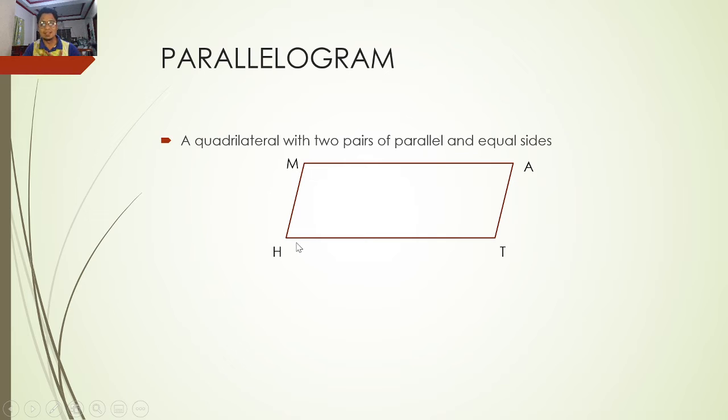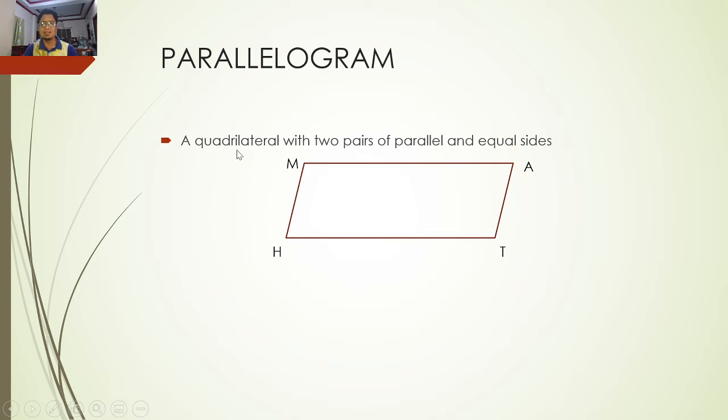Now, if you will be starting with H, wala rin pong problema as long as magkakasunod. H, M, A, T. So, this can be named parallelogram HMAT. Kahit saan ka magsimula. Sir, paano kung counterclockwise yung binigay ko? As long as magkakasunod. So, A, M, H, T. So this can also be named as parallelogram AMHT. Okay lang po yun. Ang bawal, AHTM. Kasi tumawid ka na sa gitna, hindi nakasunod.